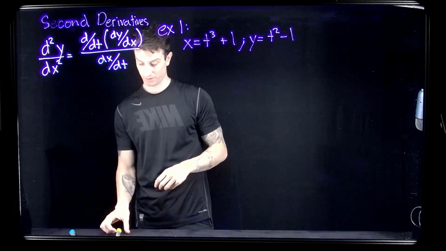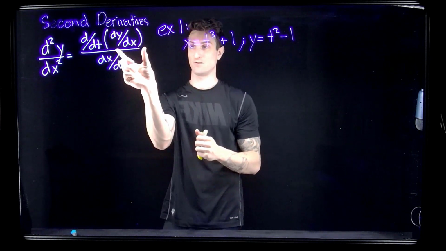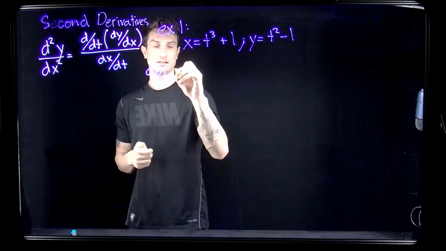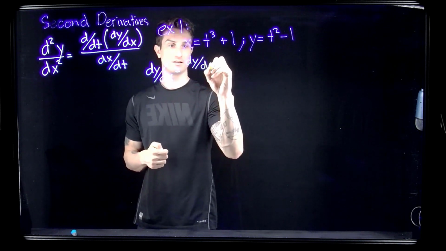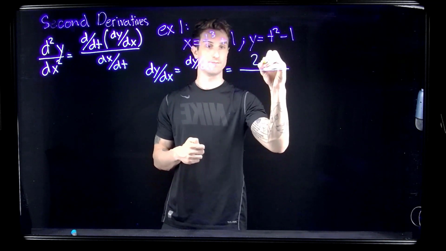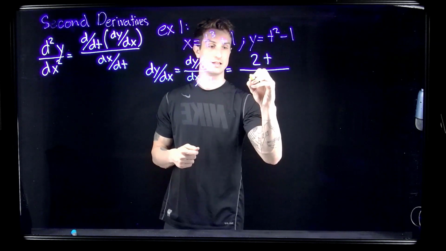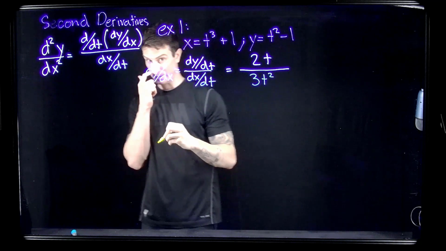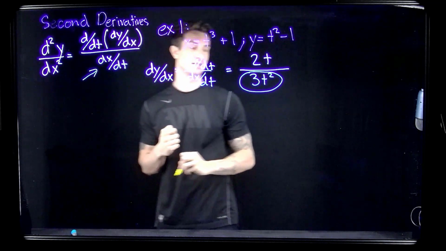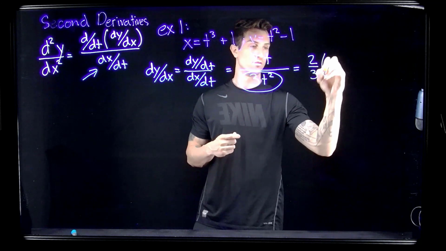Okay, so first step, again, we're just going to repeat the same process we did last time. Let's go ahead and find dy dx. So as a reminder, right, dy dx is equal to dy dt over dx dt. So dy dt, 2t over dx dt, which is 3t squared. And I'm going to circle this, right, because we're going to need this later on. We'll need this dx dt one more time, but we can also simplify. I'm going to write this as 2/3 1 over t.